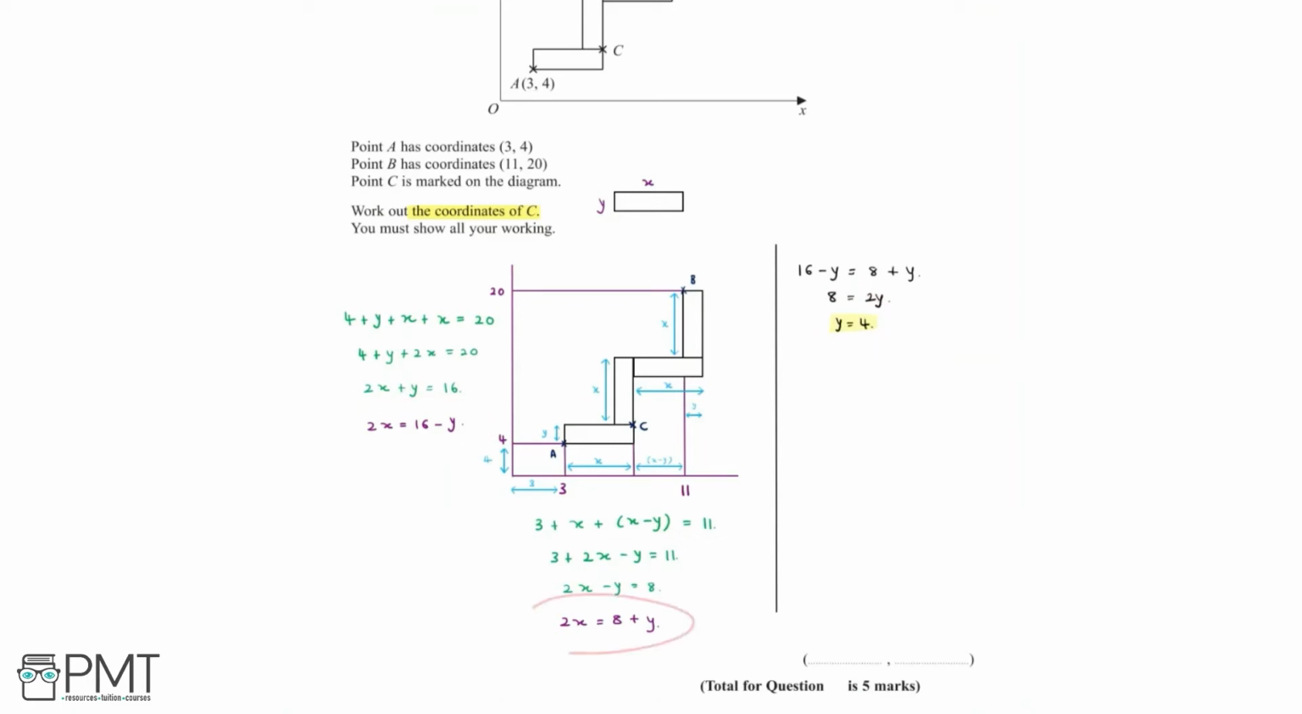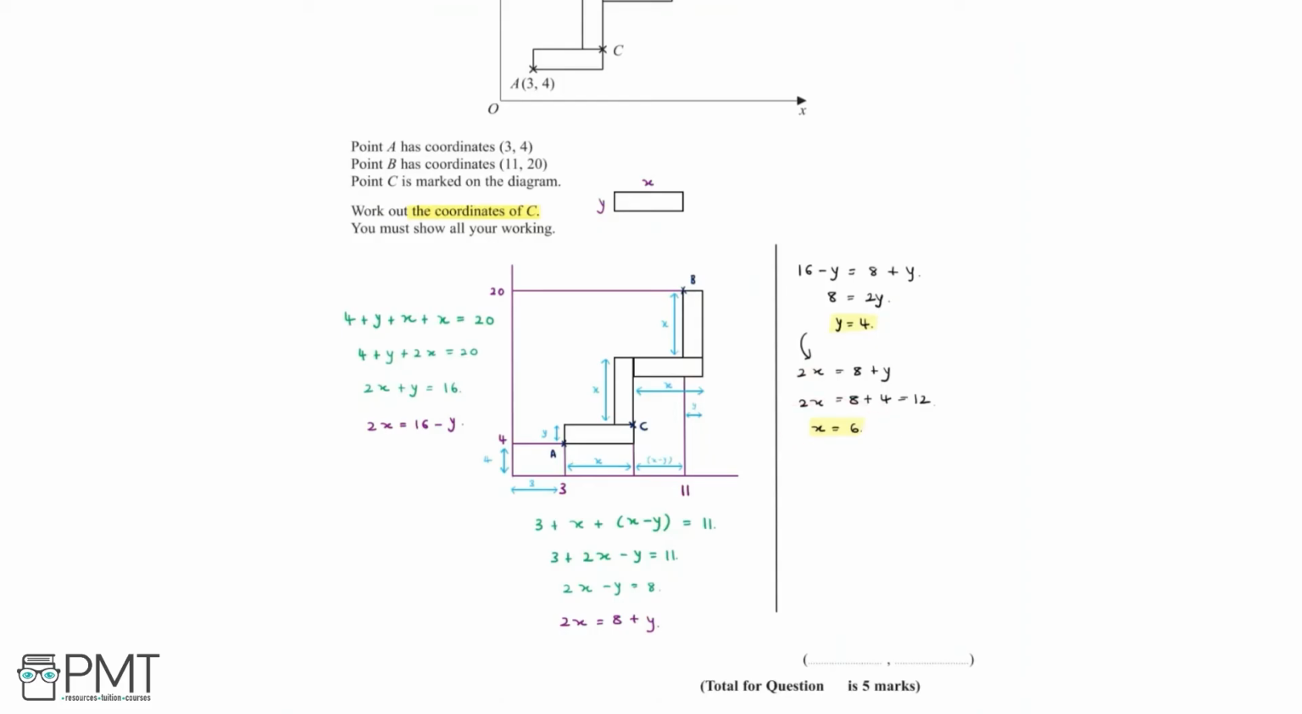Well, now that we know the value of y, we can substitute the value of y into either of these equations in order to find the value of x. Let's use 2x equals 8 plus y. Since 2x is equal to 8 plus y, and y is equal to 4, we can say that 2x is equal to 8 plus 4, which is equal to 12. We now know that 2x equals 12, and so we can divide both sides by 2 in order to find the value of x, which leaves us with x is equal to 6.